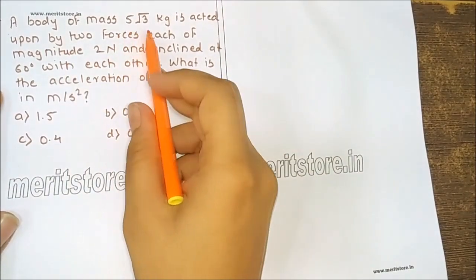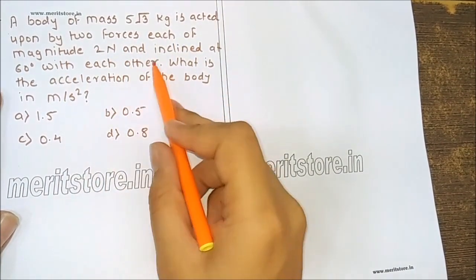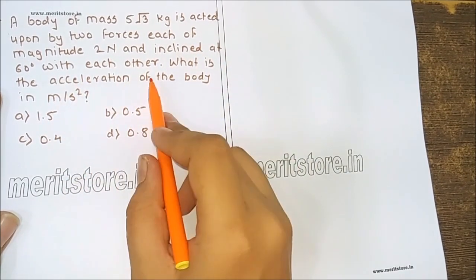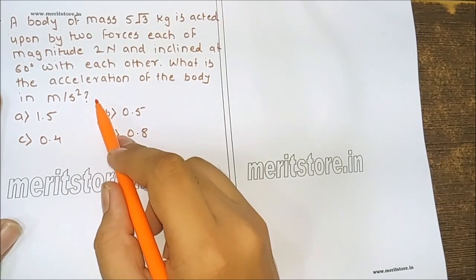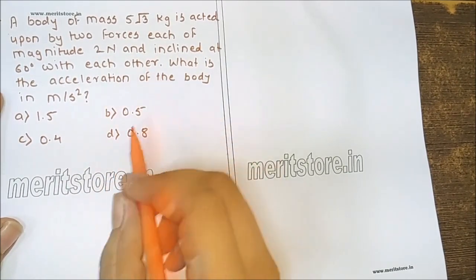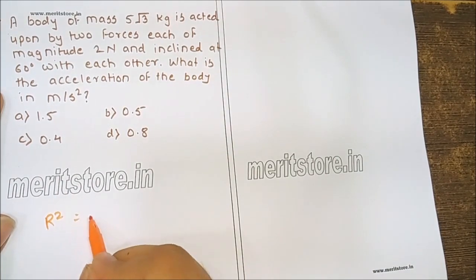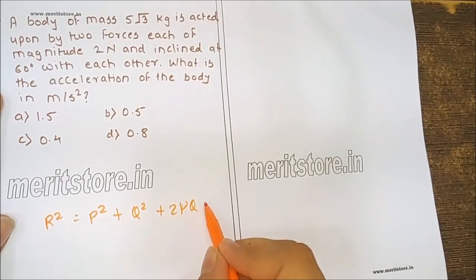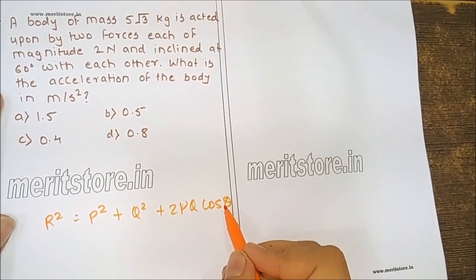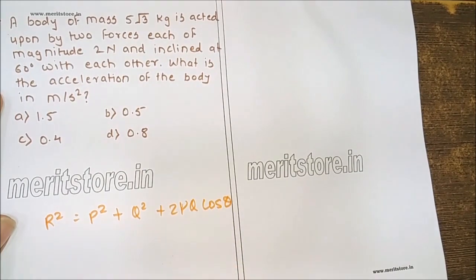A body of mass 5 root 3 kg is acted upon by two forces, each of magnitude 2 Newton, and inclined at 60 degrees with each other. What is the acceleration of the body in meter per second squared? So now to solve this question, we know by the law of parallelogram of forces, R squared is equal to P squared plus Q squared plus 2PQ cos theta. The value for theta is equal to 60 degrees, so this will become cos 60.